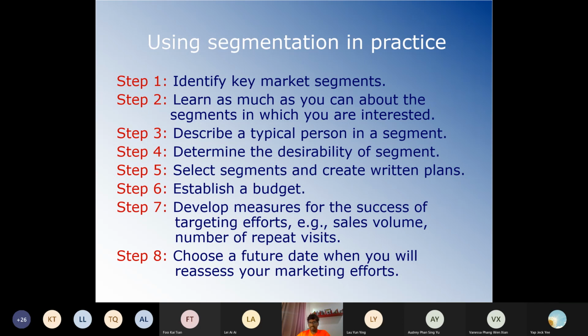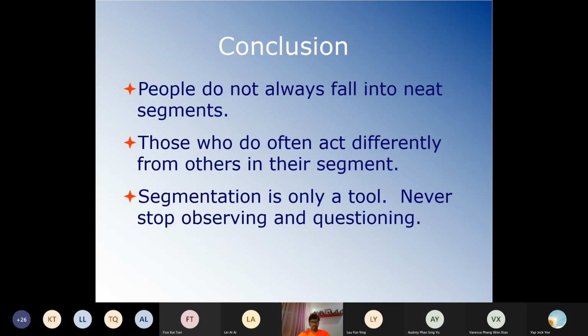And you need to establish a budget, the marketing budget. And step 7, develop measures for the success of targeting efforts. What is the sales volume required to be set? And the number of repeat visits, everything will be planned here, measures. And choose a future date when you will reassess your marketing efforts, so that you can improve further. So as a conclusion, people do not always fall into any niche segment.